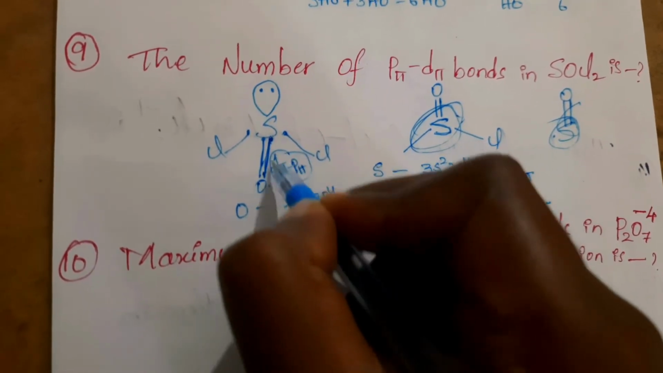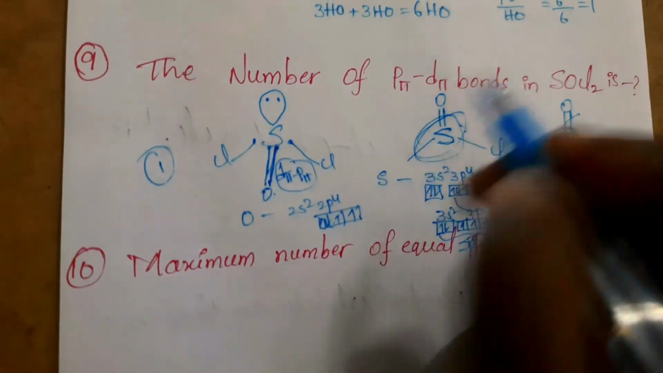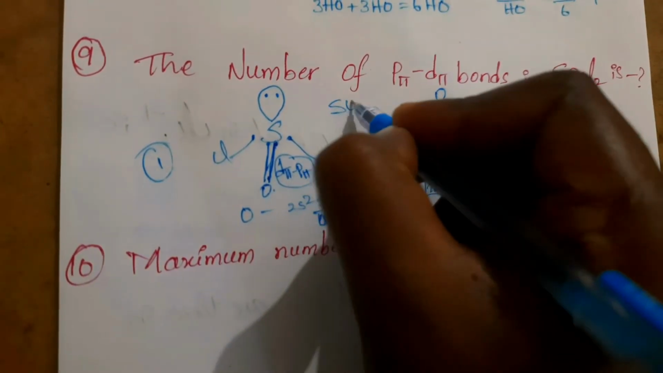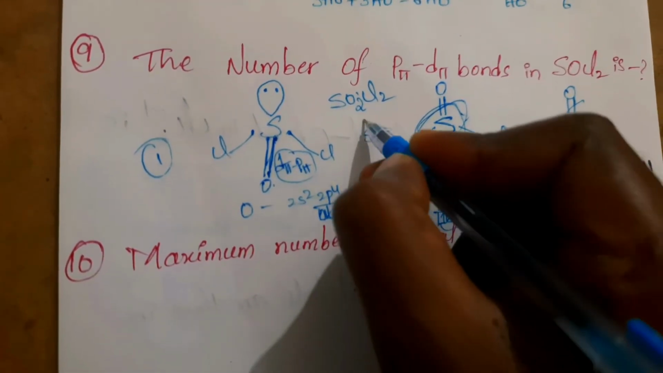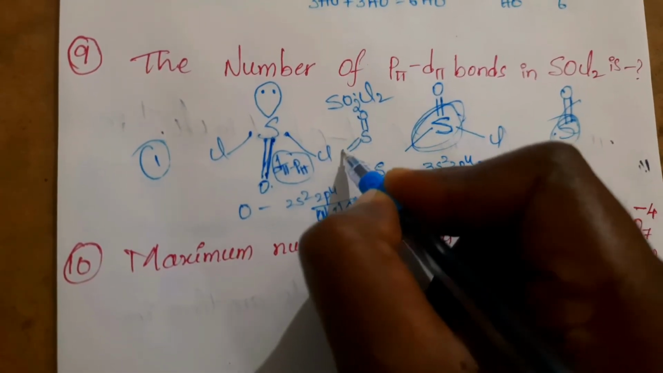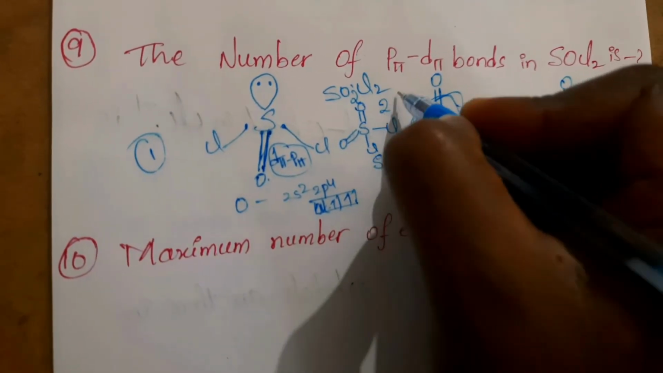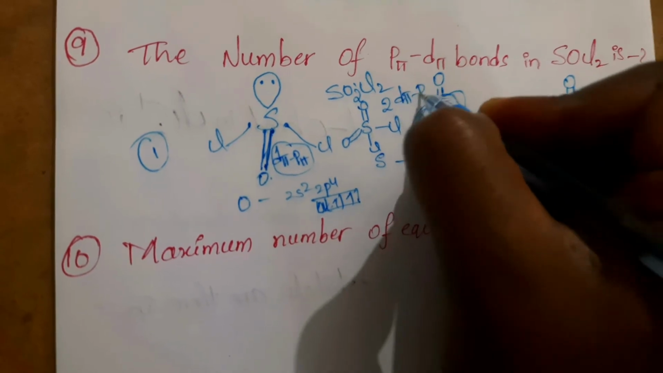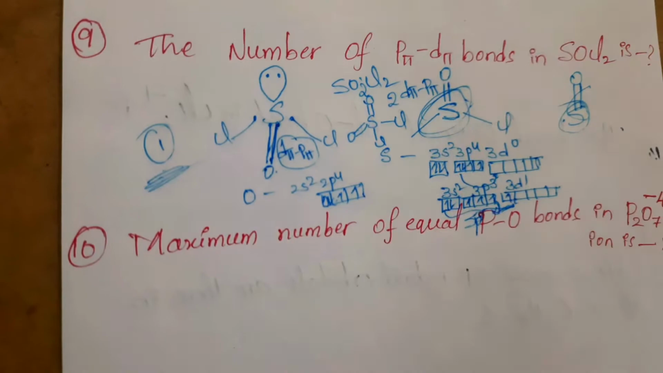So how many d pi p pi bonds are there? Only one bond in thionyl chloride. If you are taking SO2Cl2, sulfuryl chloride, here how many bonds are there? 2 d pi p pi bonds will be there here. But whereas in case of thionyl chloride, only 1 d pi p pi bond is there.